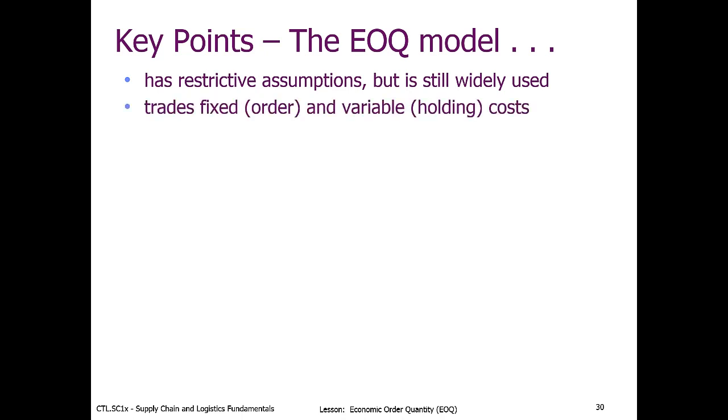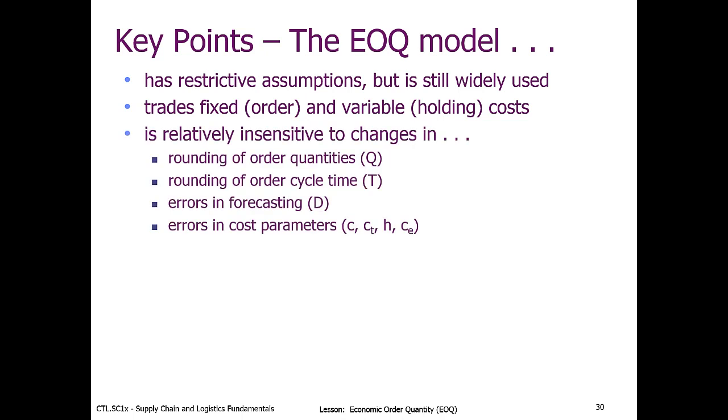The second thing is to understand what the EOQ model is doing, because it's kind of a simple example of what we're going to be doing throughout any inventory model. You're trading off two things. You're trading off these fixed costs, these order costs, and these variable holding costs. And whenever you have the value of one goes up as the other goes down, you're going to find an equilibrium. And that's what we're doing here. We're trading off the fixed and the variable costs.